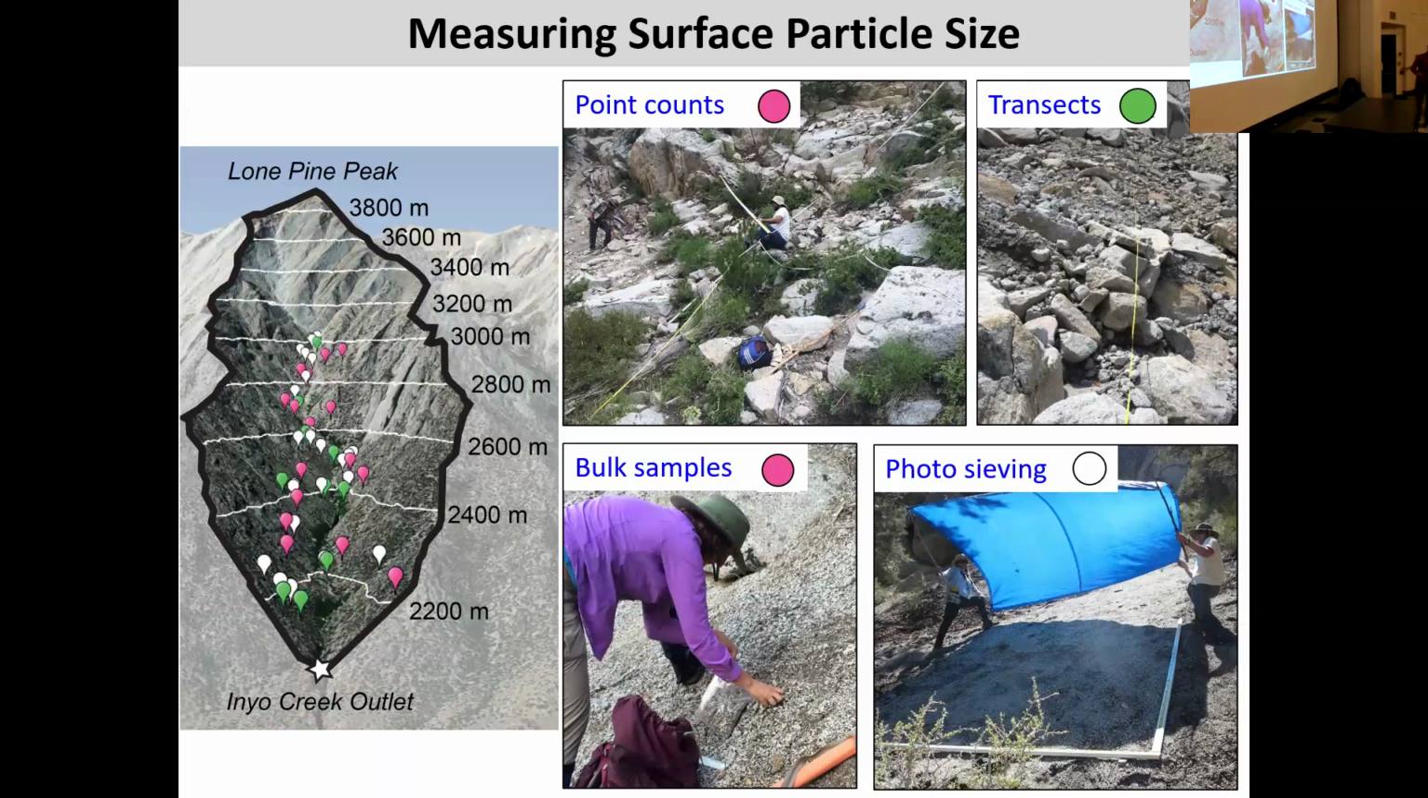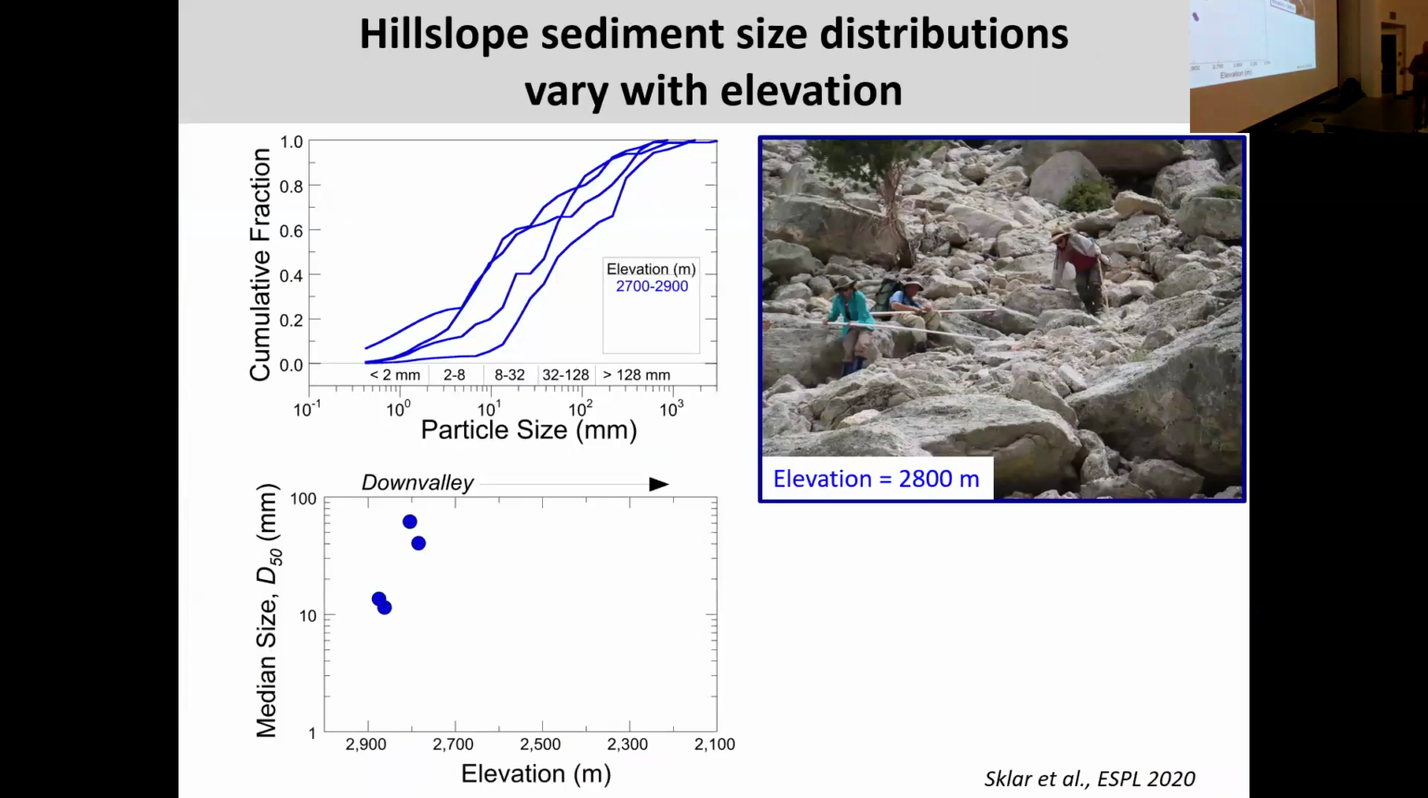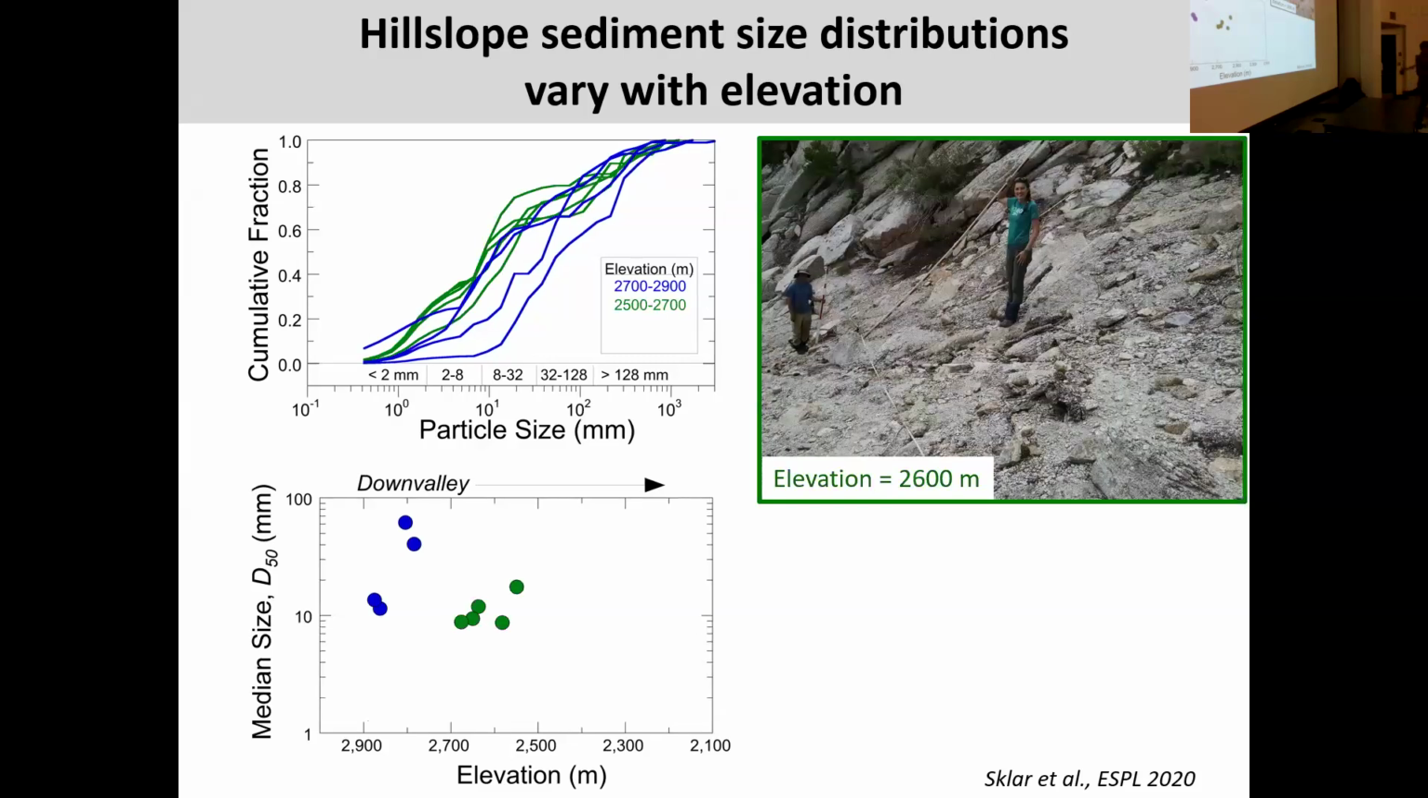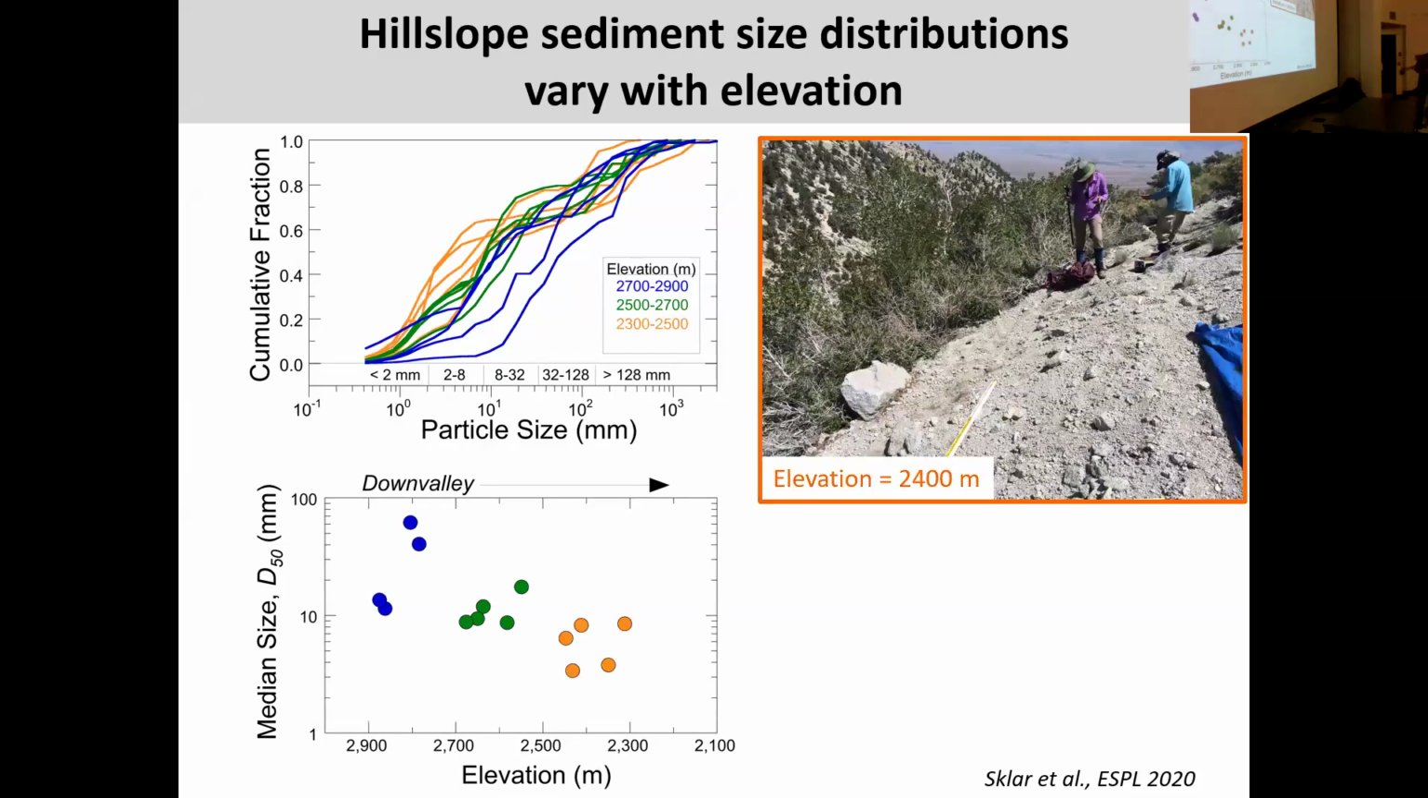And we did a bunch of those methods, the point counts, the transects, we collected bulk samples, we used photogrammetric techniques. And so here's some of the data. This is starting at the highest elevation. There are 4 samples from around 2,800 meters. And the top is the cumulative distribution of all the particle sizes that we found on the surface. And below is the median size with elevation. And if you go down 200 meters, it gets a little finer, and you can also see the difference in the topography. You go down another 200 meters, it's substantially finer.